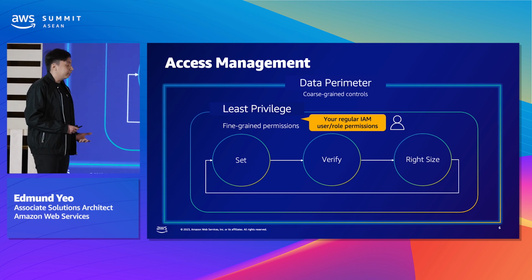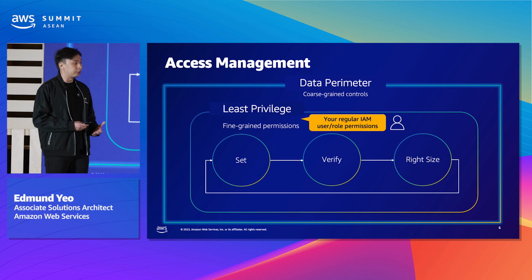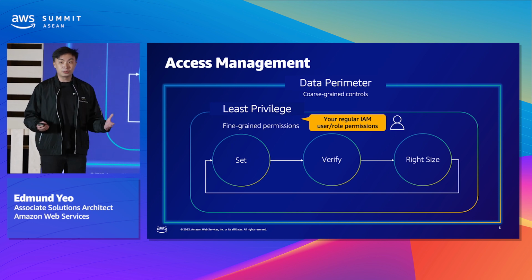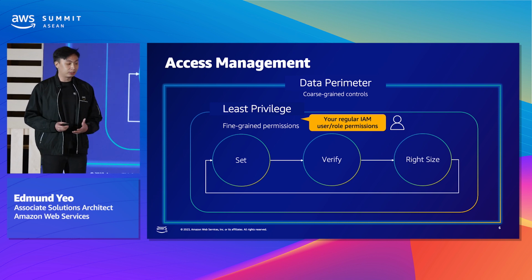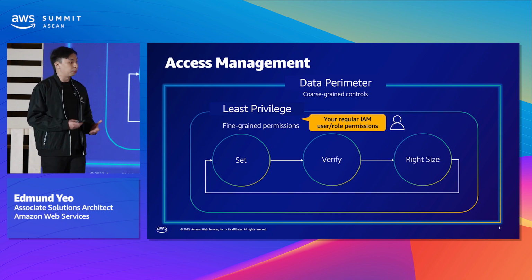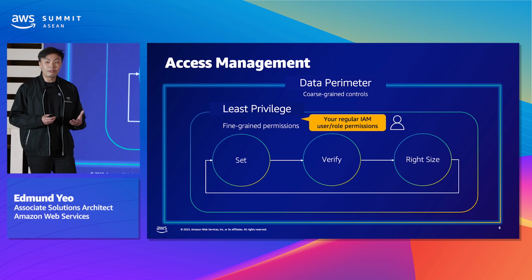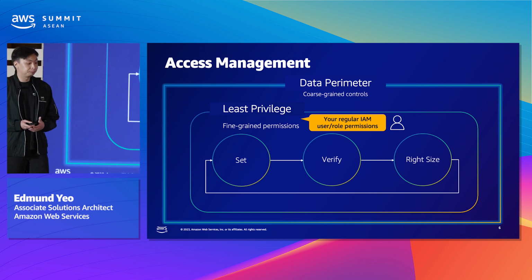Data parameter, on the other hand, uses coarse-grained controls, which allows you to set a boundary around your organization that your teams will actually operate in. So this can be done by enforcing organizational-wide rules that shouldn't be subverted, intentionally or not, by anyone that is operating on your corporate AWS accounts. So we will cover examples in greater detail later on how this will exactly work.